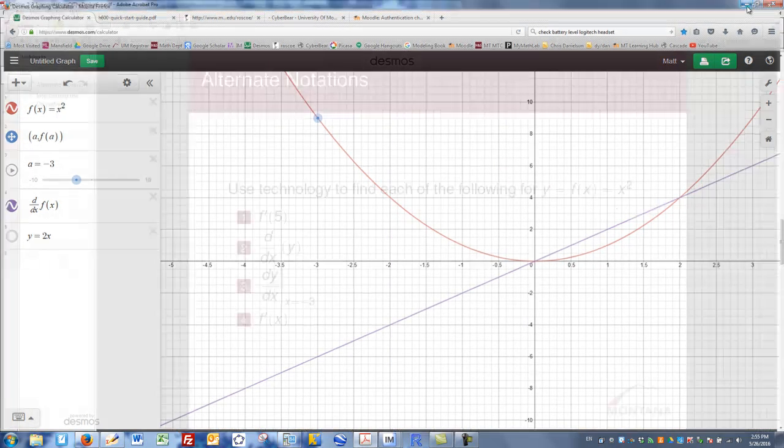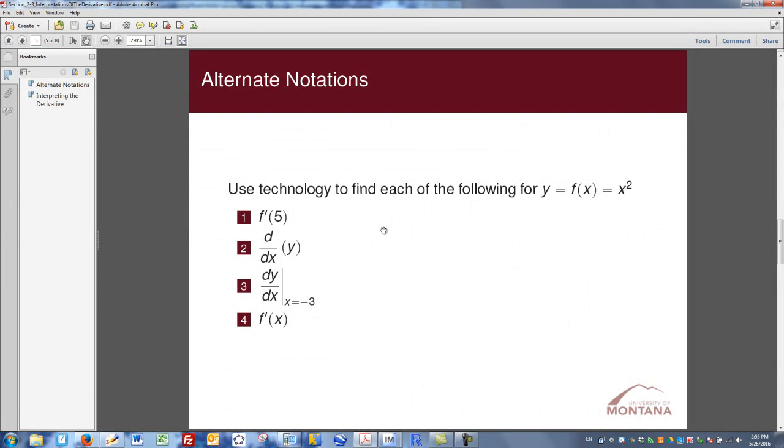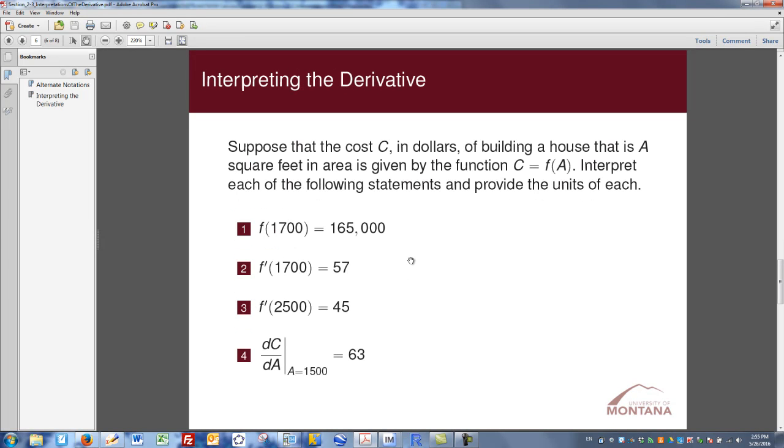Okay, well, let's move on. I hope that gave you some ideas about the different uses of notation. You'll have to get used to both of these notations if you study calculus for long. So let's talk about interpreting the derivative.